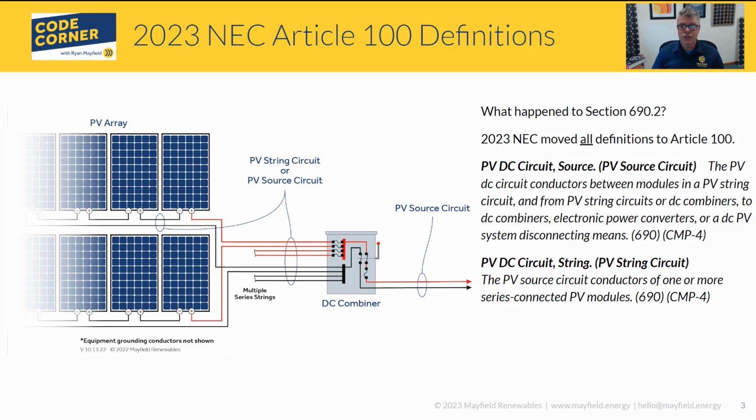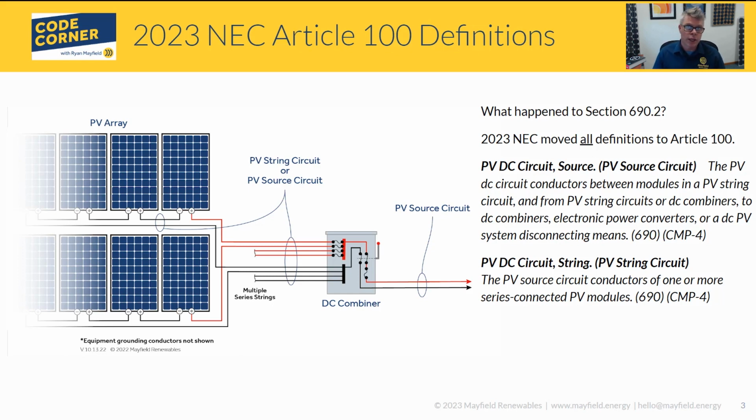So PV DC circuit, comma, source. A PV source circuit is the conductors between modules and from PV string circuits to DC combiners to electronic power converters or DC system disconnecting means. The reason why this is a noteworthy change is the code is now calling, basically, if the circuit is originating from a PV array, from a PV source, then it's a source circuit. The change here is that we no longer have source circuits and output circuits. So there was a deletion of output circuits.